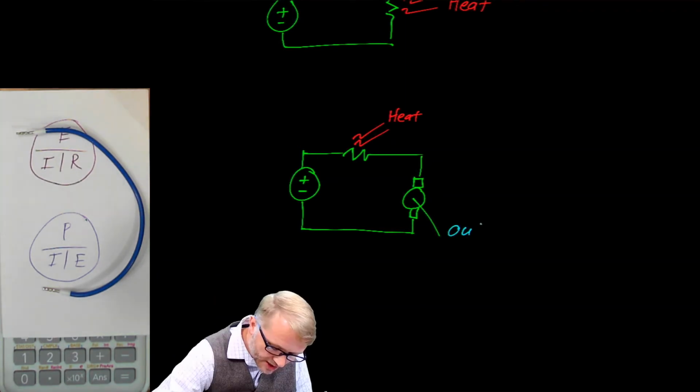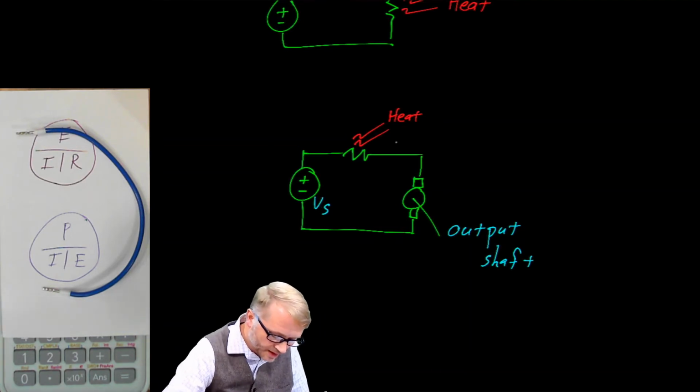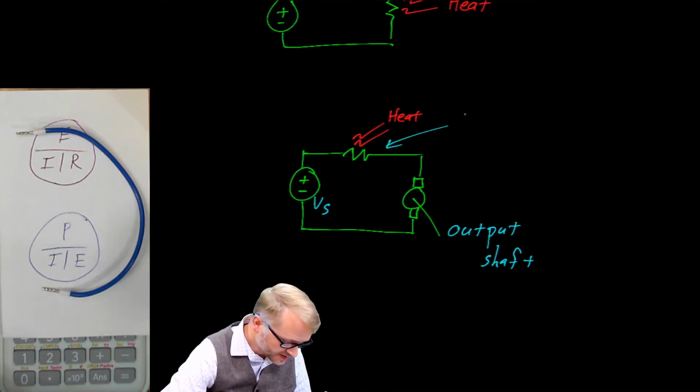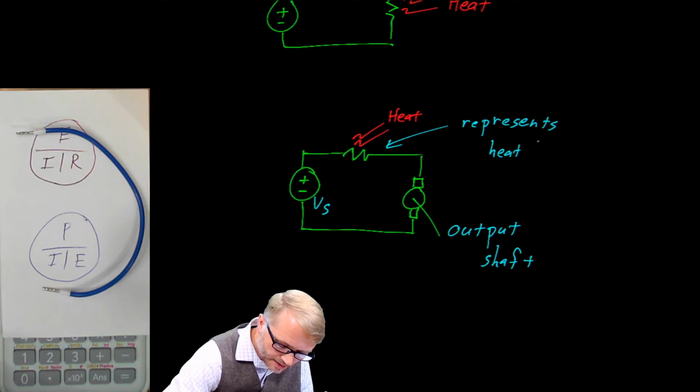This is the output shaft of the motor. This is the power supply. And this heat, or this resistor, represents the heat lost by the motor.